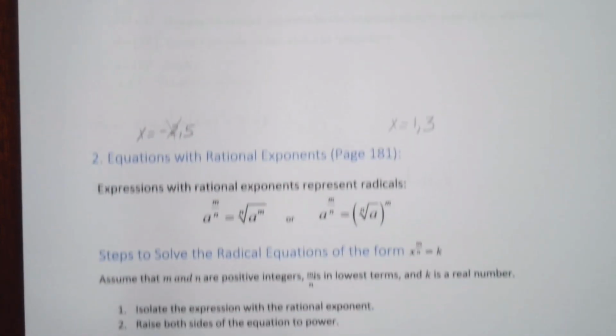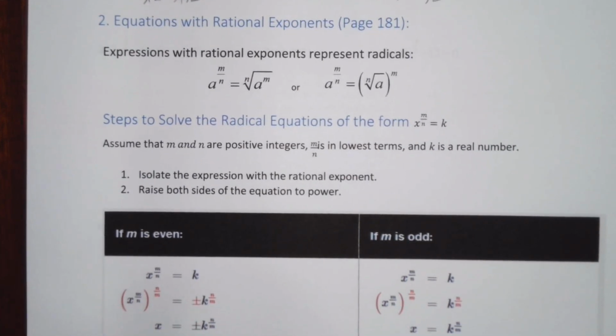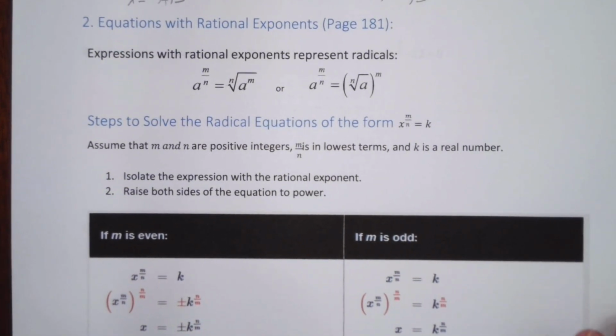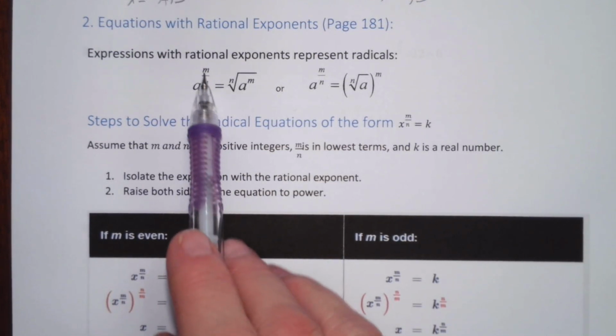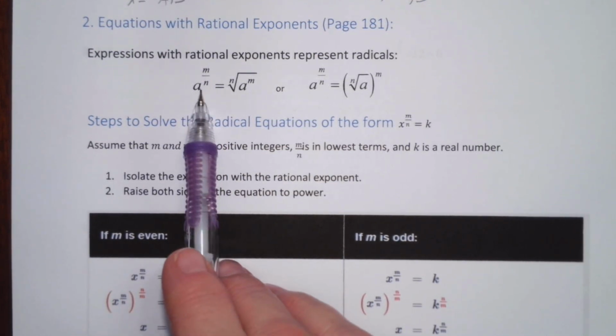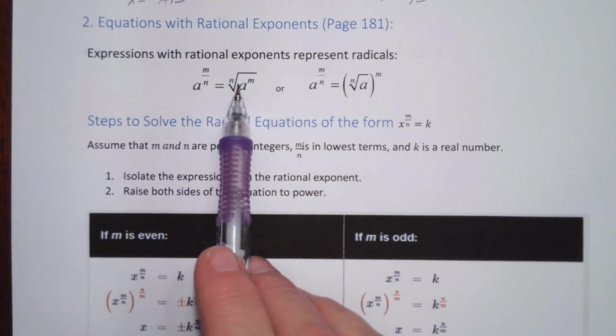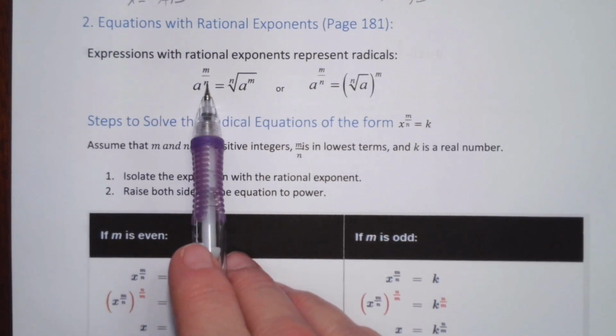All right, moving on. We're going to move on to the next section, which is equations with rational exponents. So with this, rational exponents means that your exponent is a fraction. And there's two ways that you can interpret this.